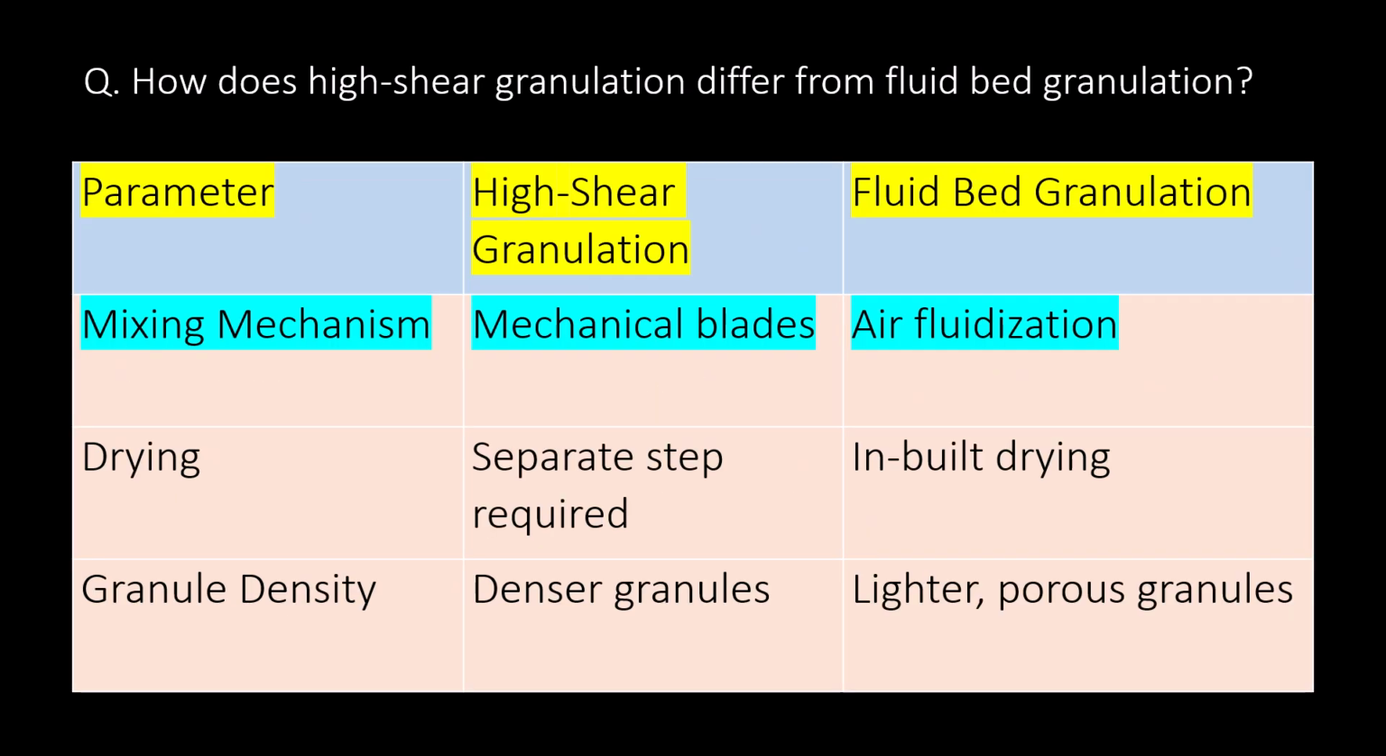How does high shear granulation differ from fluid bed granulation? High shear granulation uses mechanical blades, whereas fluid bed granulation uses air fluidization system. You can refer below table for more difference points between these two methods.